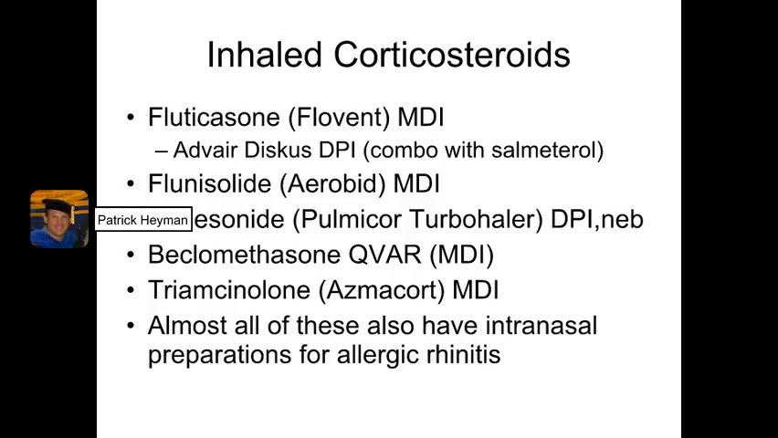Here are some common corticosteroids. Fluticasone, also known as Advair Diskus DPI, is available as either a combination with salmeterol, called Advair, or it's available by itself in an inhaler version. Flunisolide, called Aerobid, budesonide, called Pulmicort, beclomethasone, and triamcinolone. Almost all of these inhaled steroids also have allergic rhinitis preparations where you spray it up your nose and use them for allergic rhinitis.